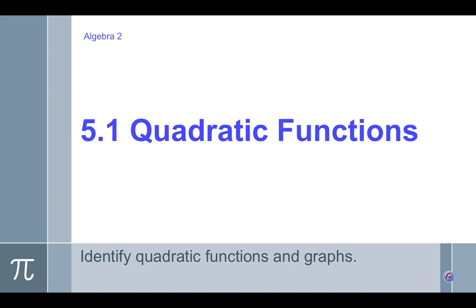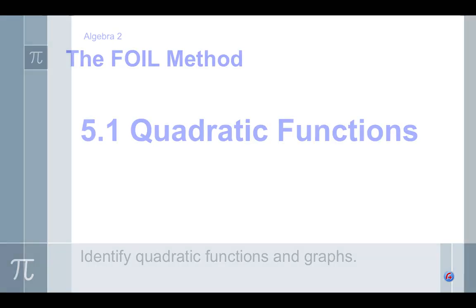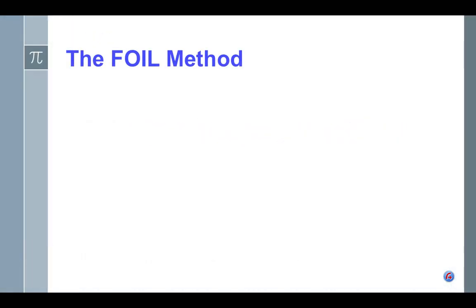So we're going to look at just identifying quadratic functions. We're going to be looking at their graph and a couple of things that we can look at from the graph itself. So the first thing that we have to do, though, is we have to look at what's called the FOIL method. You might recall this from previous math classes. The FOIL method is just a simple method to help you multiply things of a certain form.